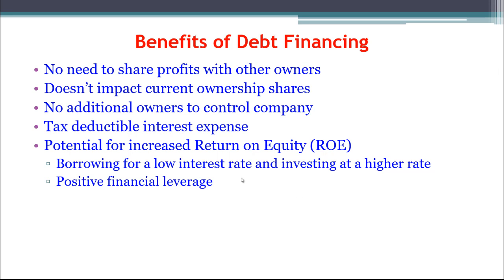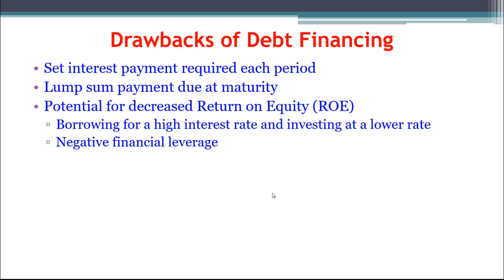Now, it's good when it happens that way, but it could just as easily go the other way. You're borrowing at 4% and you're only able to generate a 2% return. You're losing money on every dollar borrowed, which is exactly what this drawback at the very bottom is. It's the exact flip side of that. But another drawback of debt financing is that the company has to pay interest each period. There's no way of getting out of it. There's a lump sum payment also due at maturity, and that's locked in. You have to pay it.